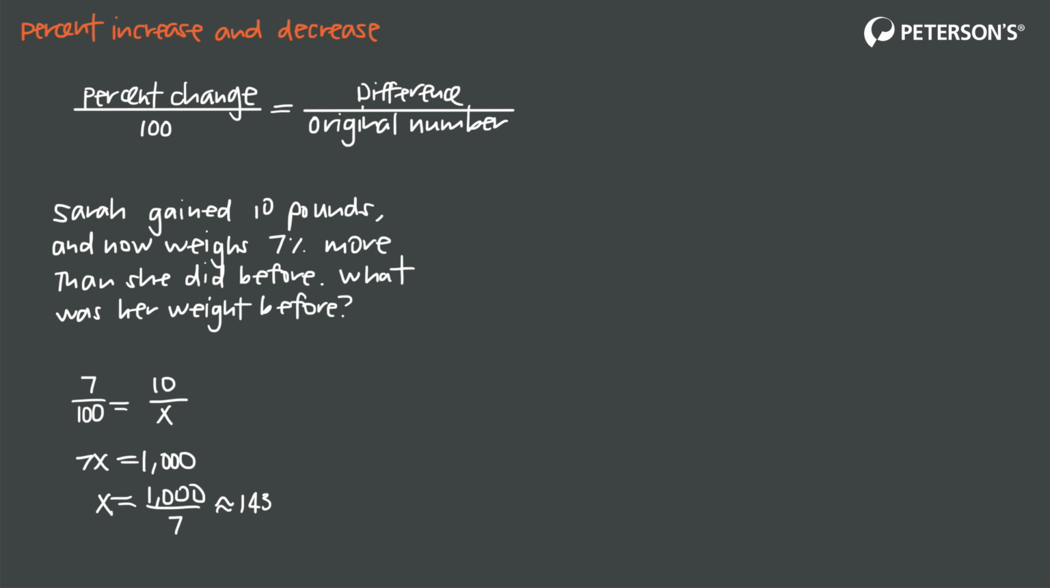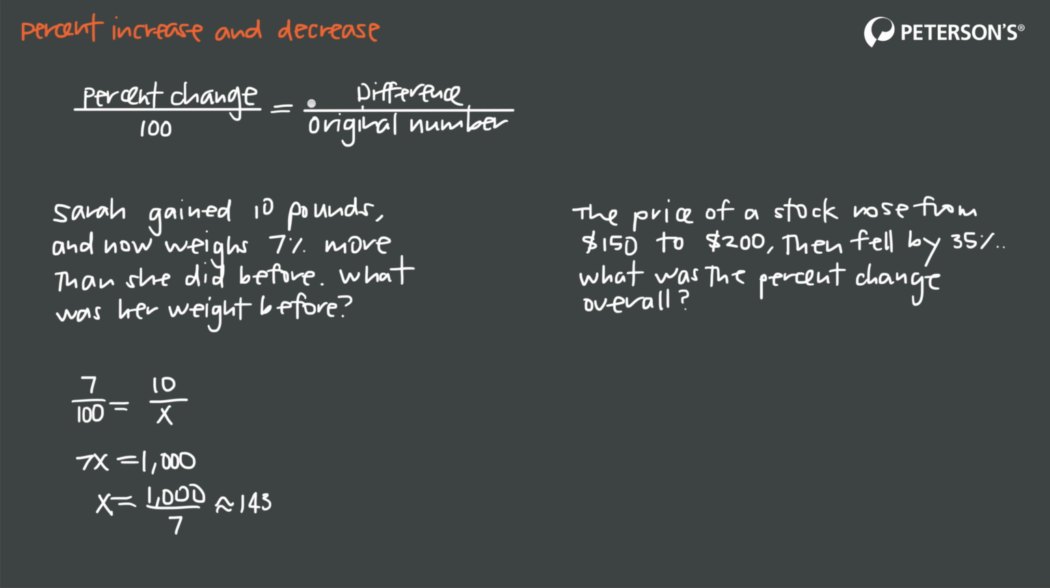Sometimes these problems can be even a little more complicated, and we'll have to apply the percentage change formula twice. For example, with this problem, we have the price of a stock rose from $150 to $200, and then it fell by 35%. What was the percentage change overall? So there's two separate events happening here. The first is that the price rose from $150 to $200. So if we apply the percentage change formula, what do we get?